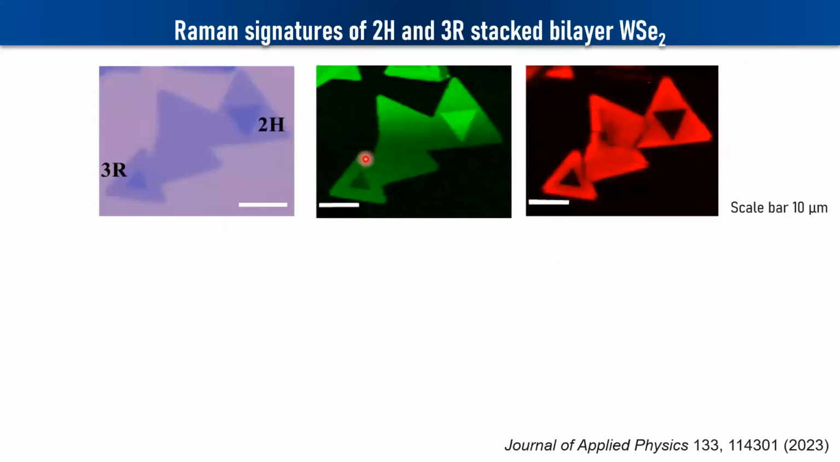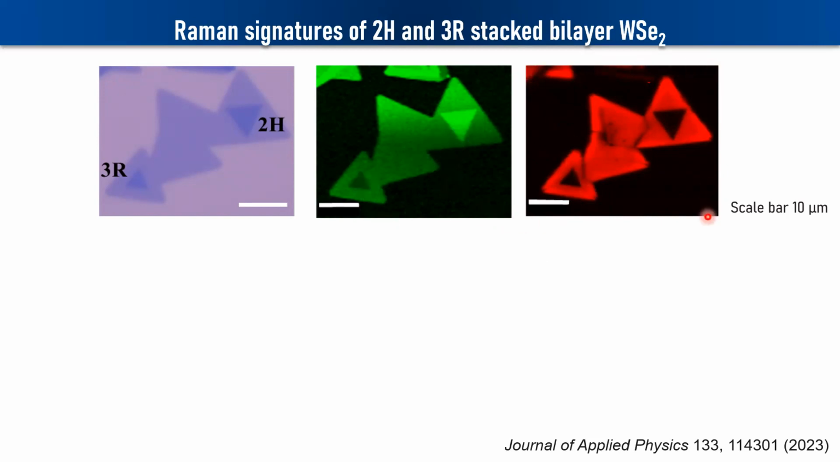So here, you can see that this is basically the Raman map of the same region. And interestingly, what we see is that in the Raman map, for the 3R region, the intensity is lesser than the single layer region. And for the 2H region, the intensity is much larger than the single layer region.